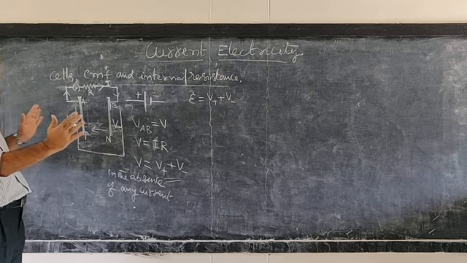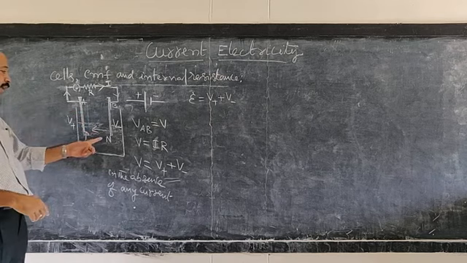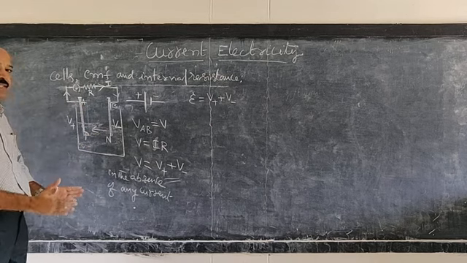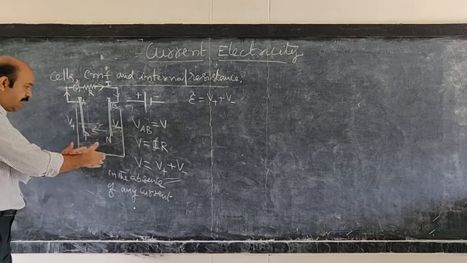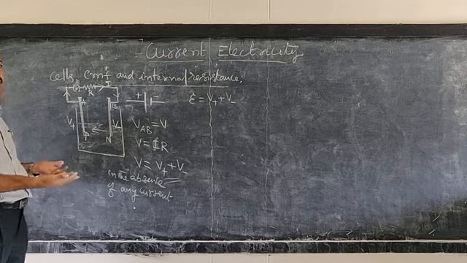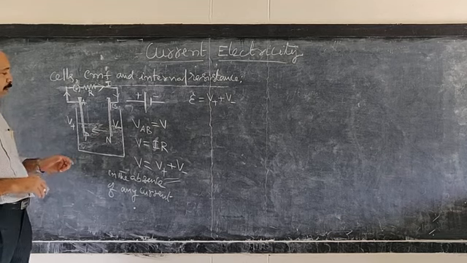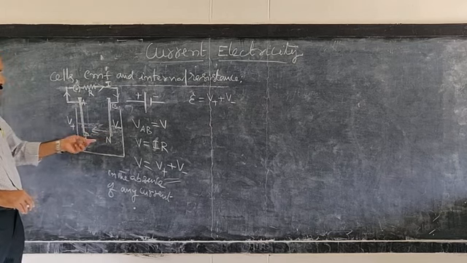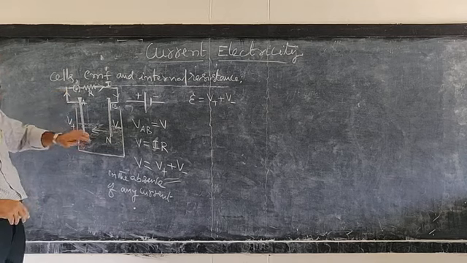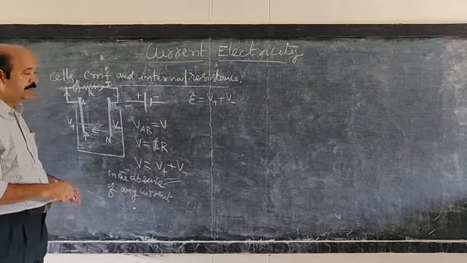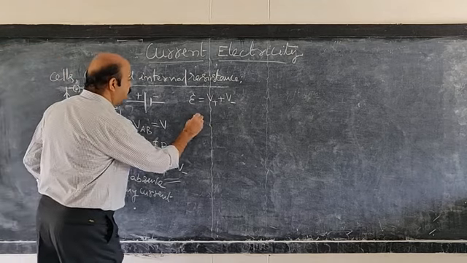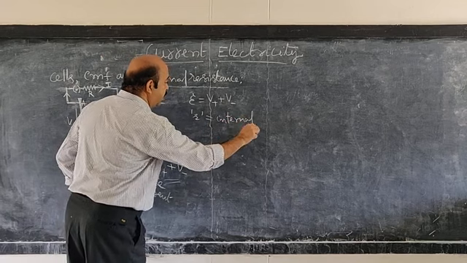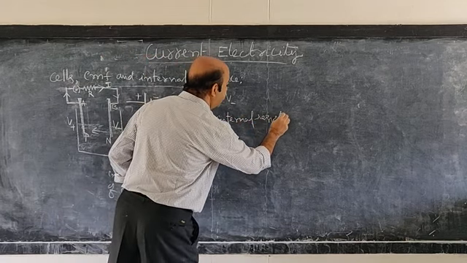Therefore, if the distance between the electrolytes increases, the electrical resistance inside the cell also increases. If the area of cross section of the electrolyte increases, then the resistance decreases. So the resistance offered by the electrolyte to the flow of electrons from N to P is called the internal resistance. If that is represented by a letter R, let us call this the internal resistance of the cell.